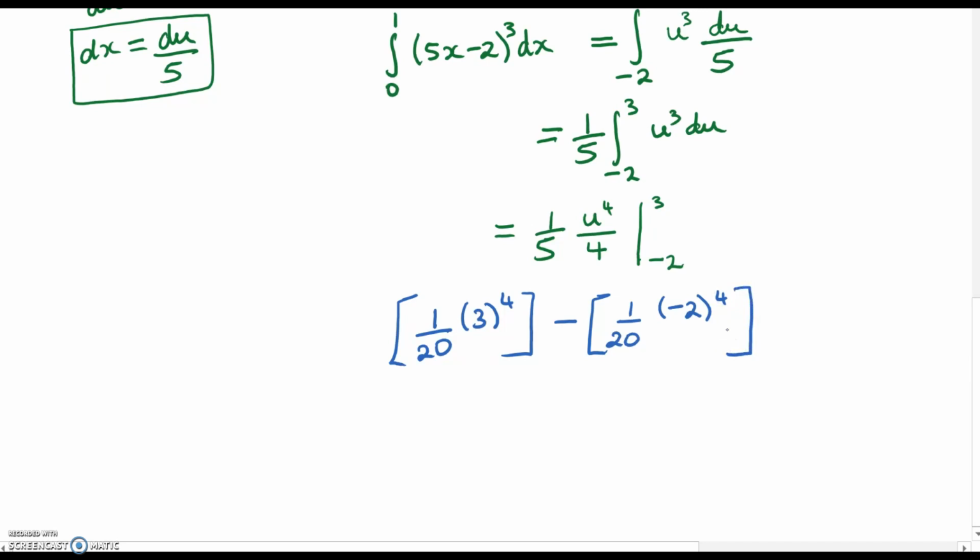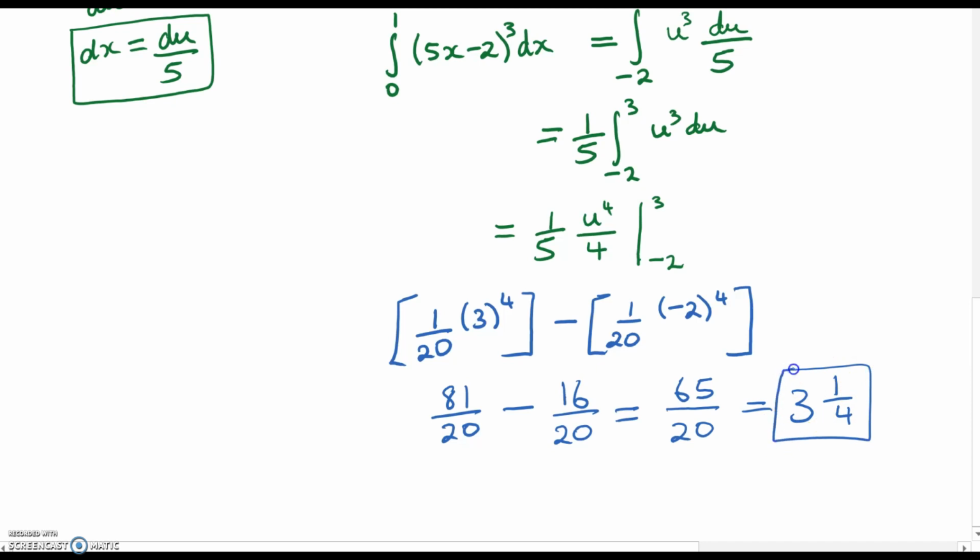Okay, so if there is any advantage, it's that we don't have to go back to x's. As long as we change the limits, we can integrate in terms of u and substitute in the limits for u. We don't need to go back to x here. So this is going to give you 3 to the 4 is 81 over 20, minus negative 2 to the 4 is 16, so minus 16 over 20. Same expression as before. What did we say that was? It was 65, was it? 65 over 20 is 3 1/4. So you get the same answer each way.